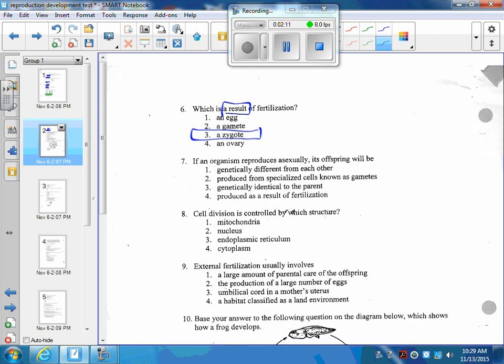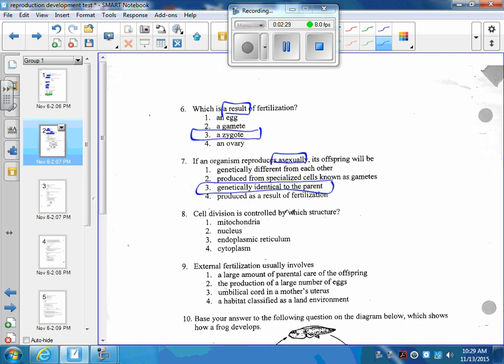If an organism reproduces asexually, there's only one parent. So its offspring have to be identical. You only get one parent. This is the only thing I can give you. I only give you one little thing. That's what I have. So they have to be identical to the parent. I can't give you anything else but what I have.